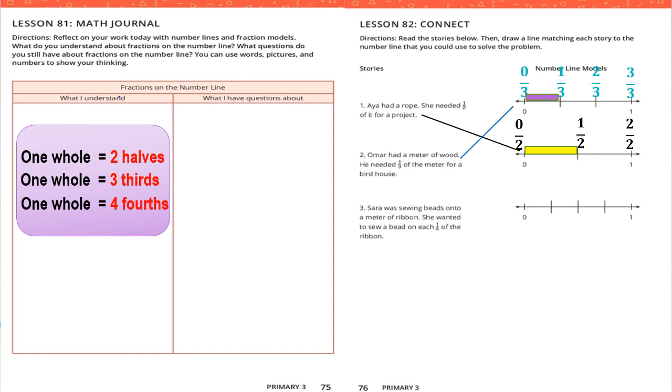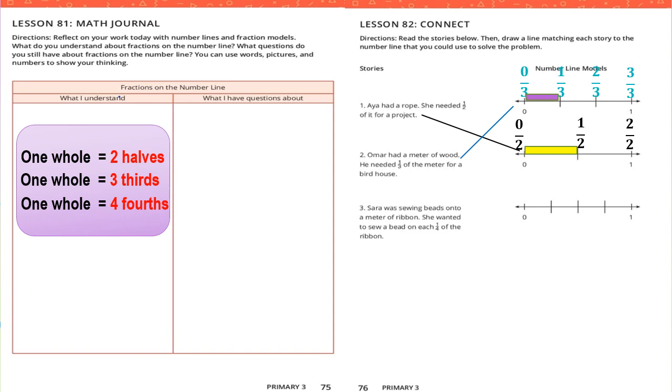Number 3. Sarah was sewing beads onto a meter of ribbon. She wanted to sew a bead on each 1/4 of the ribbon. What shall we do? Our fraction here is 1/4. Look at the denominator. It is 4. So we want to split the number line into 4 equal parts.